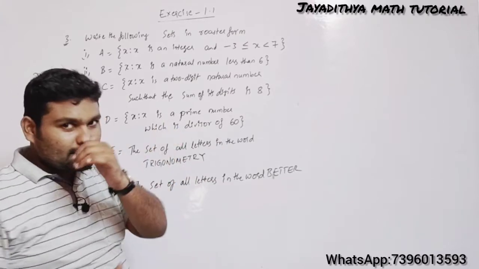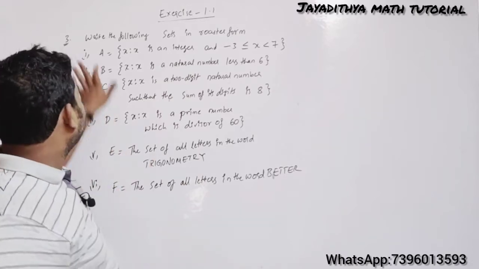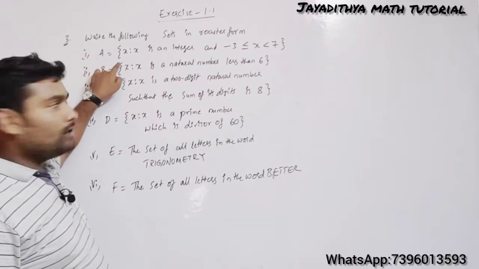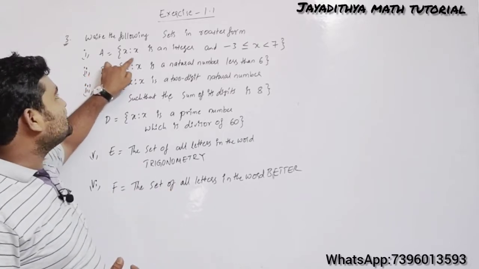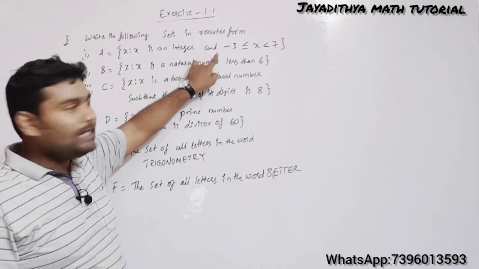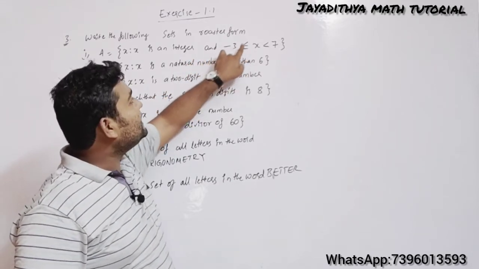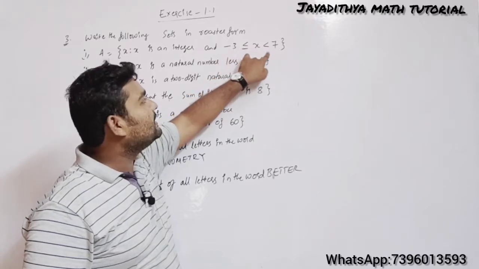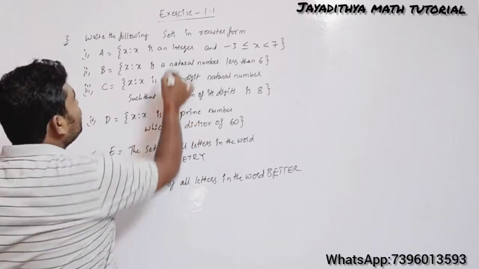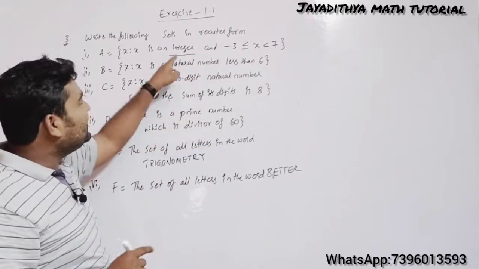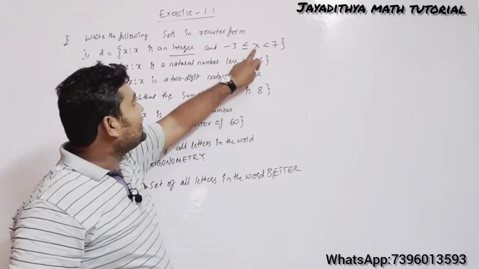Okay, so let us try to write the roster forms of all the given things here. So what is the first one? The set of all x such that x is an integer and -3 ≤ x < 7. I told you in our previous class how to read this one. The symbol is very important: -3 less than or equal to x less than 7. Just by looking at this one, you can understand that the elements are integers. And so what integers should you write here?